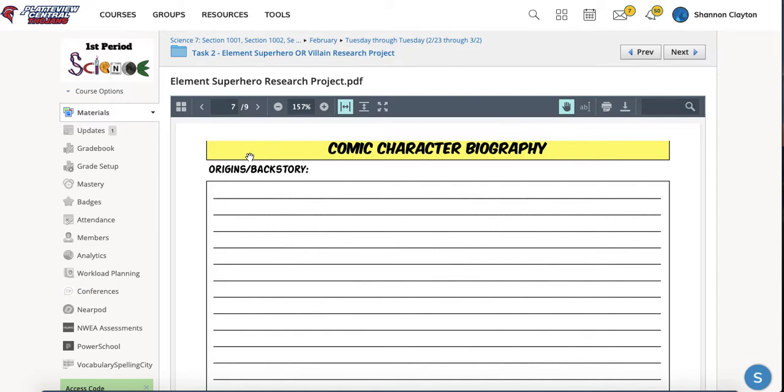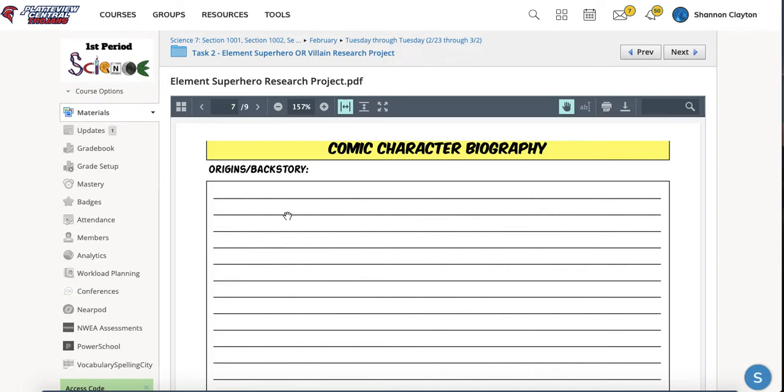And then last but not least, here's your comic character biography. I want to know, this is the part that you make up. What is your character's backstory? So remember when I said Peter Parker is Spider-Man and he became Spider-Man because he got bit by a spider, or Bruce Wayne was an orphan and then I don't know how he became Batman. He became Batman somehow. And so what's your superhero or your super villain's backstory?